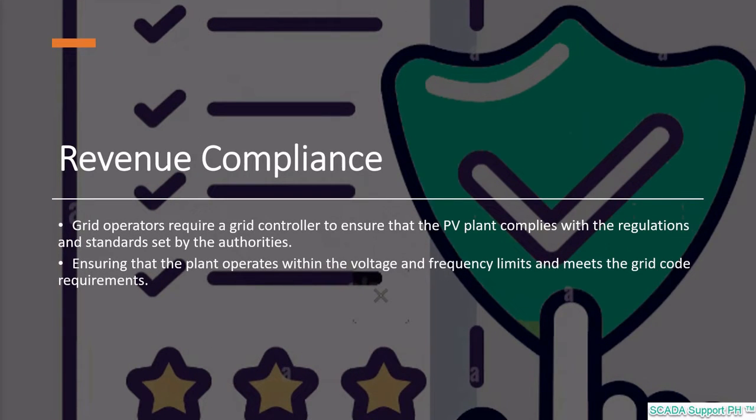And lastly, it is all about revenue compliance. Grid operators require a grid controller to ensure that the PV power plant complies with the regulations and standards set by the authorities. This includes ensuring that the plant operates within the voltage and frequency limits and meets the grid code requirements of each country's specific grid regulations to avoid certain penalties.